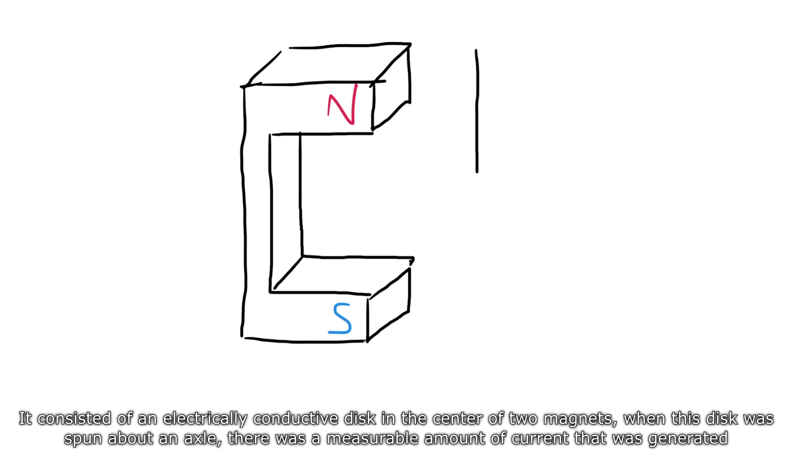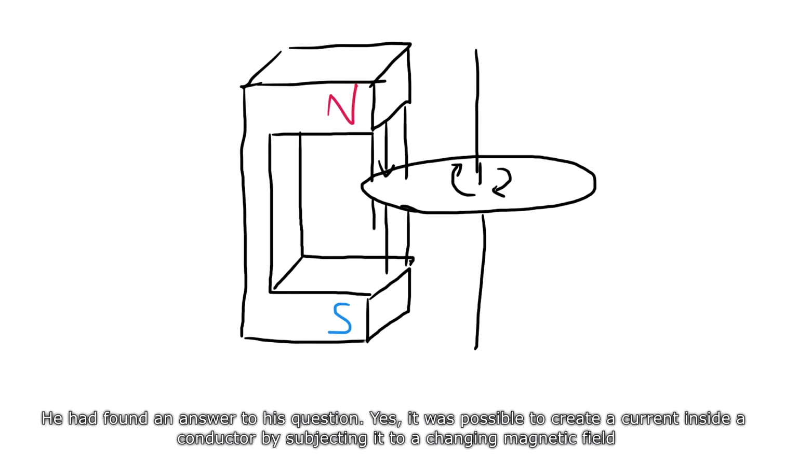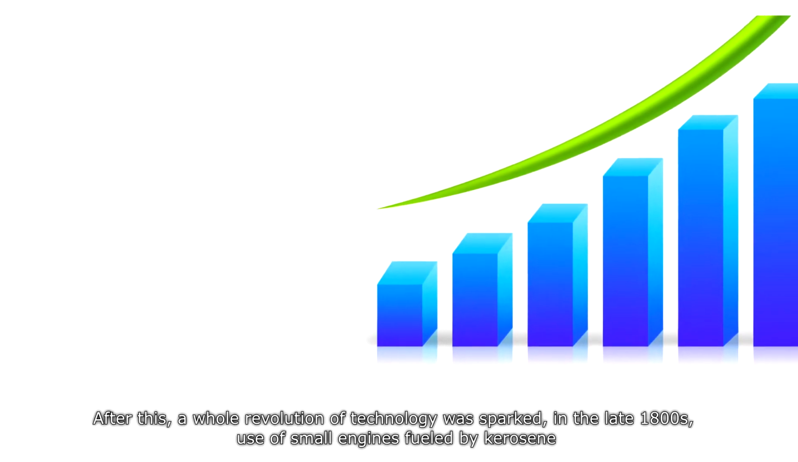It consisted of an electrically conductive disc in the center of two magnets. When this disc was spun around an axle, there was a measurable amount of current that was generated. He had found an answer to his question. Yes, it was possible to create a current inside a conductor by subjecting it to a changing magnetic field. After this, a whole revolution of technology was sparked.